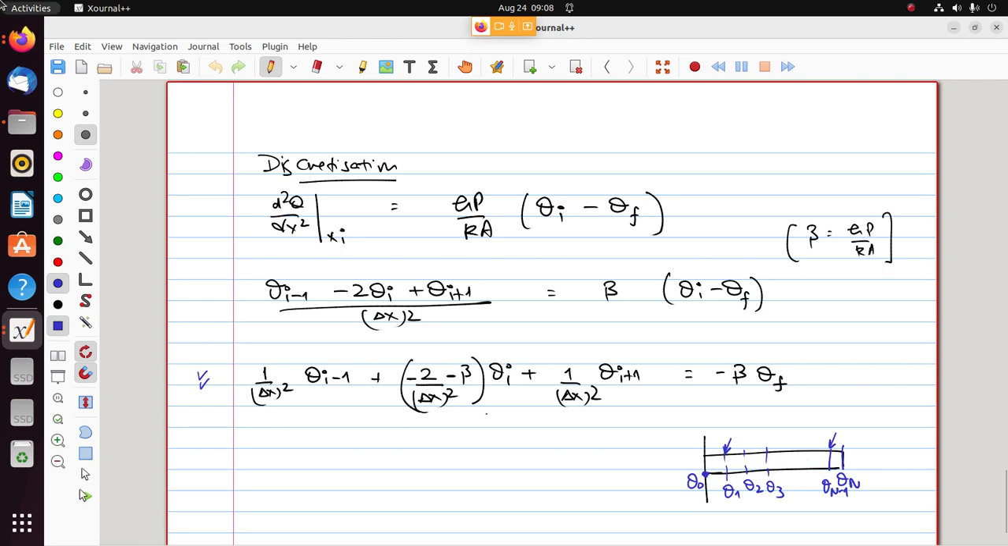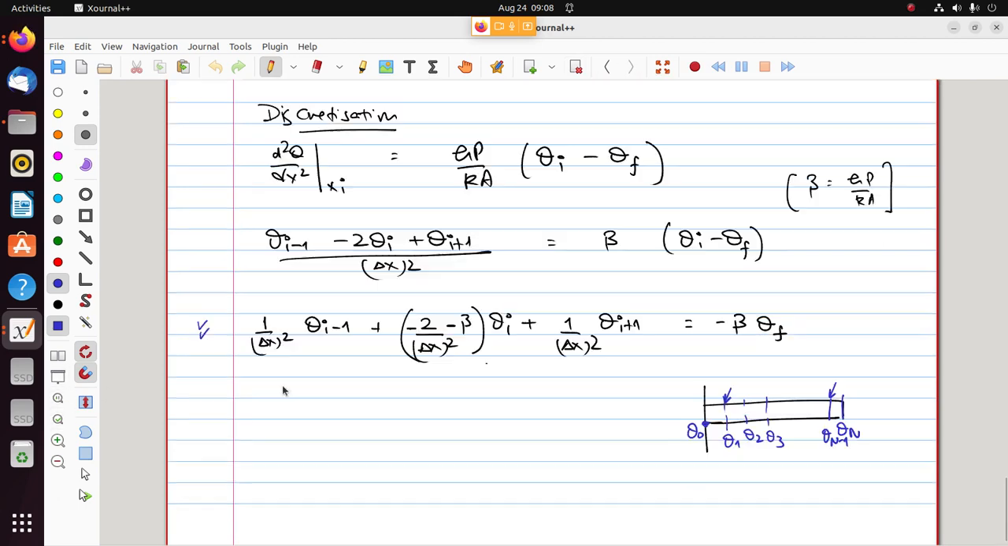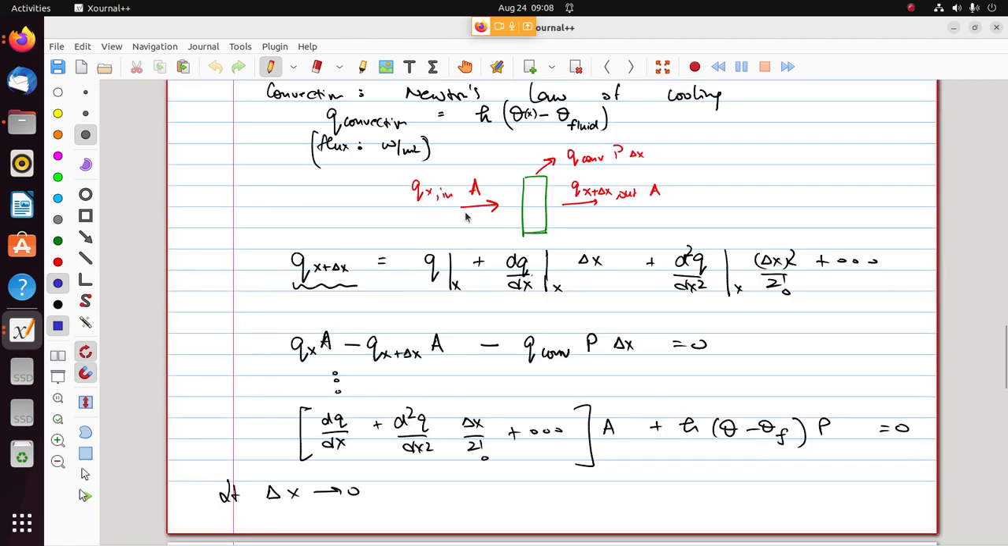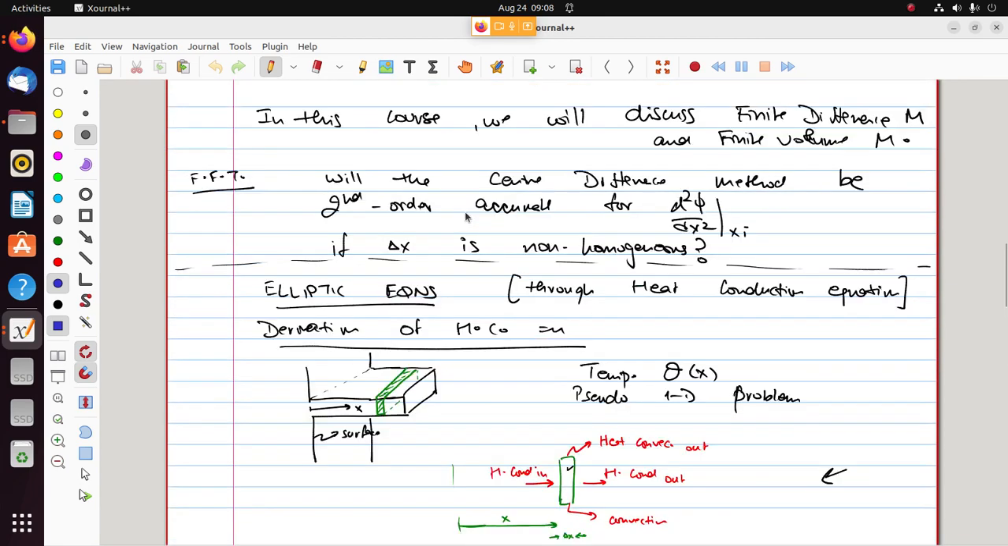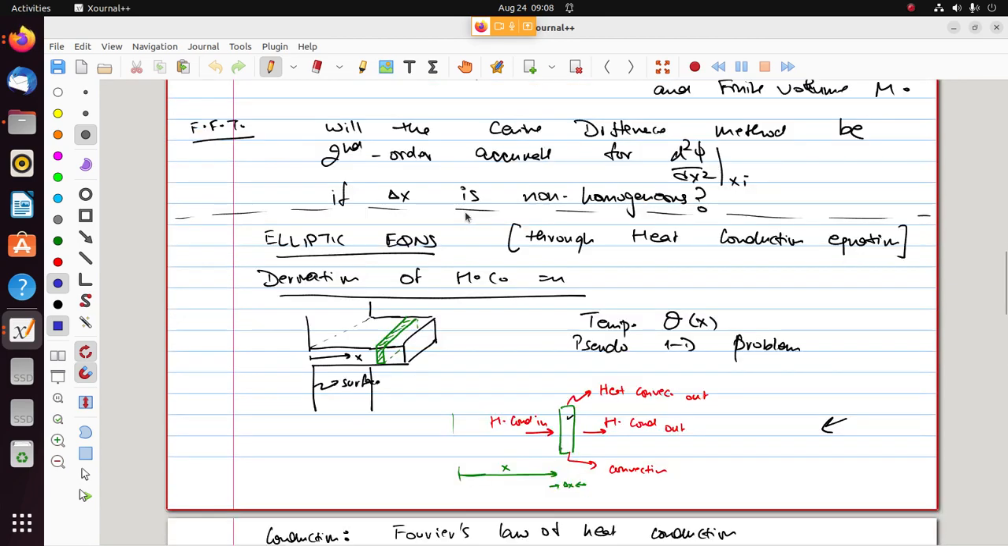So in the last lecture, we had started a discussion on the modeling. We had modeled the 1D heat conduction equation, which is an example of an elliptic equation for us. This is going to help us formulate the methods for solving elliptic equations to start with in this course.